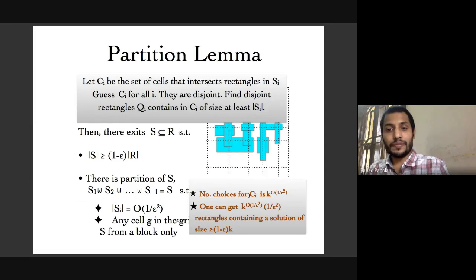Okay? So instead of guessing for each C1, C2, C3, etc. separately, I just run over all possible choices for this Ci, and then I collect for each choice at most 1 by epsilon square many non-overlapping rectangles, and I collect them from all the choices. So how many rectangles could I have got? The number of choices times 1 by epsilon square many, which means that among those set of rectangles, I have a solution containing 1 minus epsilon times k. And this is in some sense a kernelization. So we could actually get an approximate kernelization as well, not only an FPT algorithm.